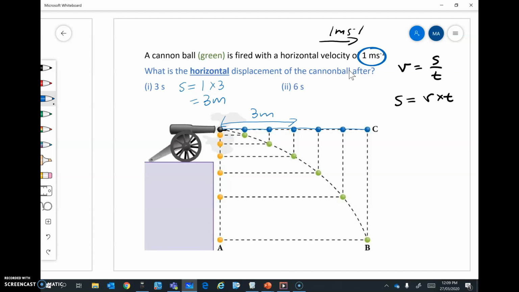What about after 6 seconds? Try it yourself. Might want to pause the video and have a go, then I'll show you the answer. Okay, so it's traveling at 1 meter per second for 6 seconds, so it's going to go 6 meters. So 6 meters all the way to there. So in the horizontal direction, we have non-accelerated motion, constant velocity.